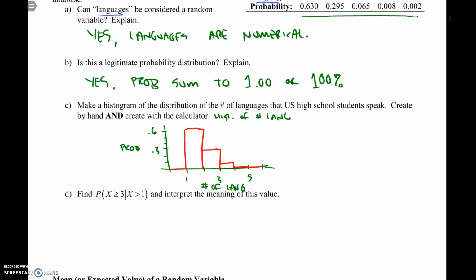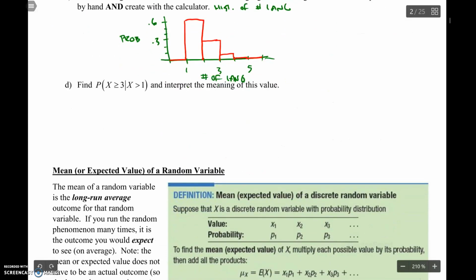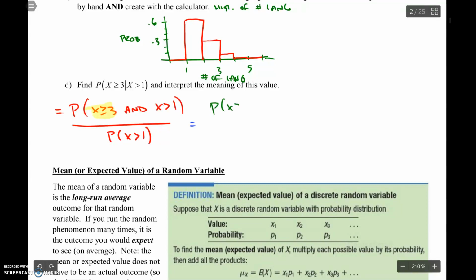So this is a conditional probability. I'm going to use a formula. This is the probability that x is greater than or equal to 3 and x is greater than 1, over the probability that x is greater than 1. Now recall that formula is on your formula sheet. You don't have to memorize it, but you need to know how to use it. So what is the probability that x is greater than or equal to 3 and greater than 1? Well, as long as it's greater than or equal to 3, it's going to be greater than 1. So this just simplifies to the probability that x is greater than or equal to 3 over the probability x is greater than 1.